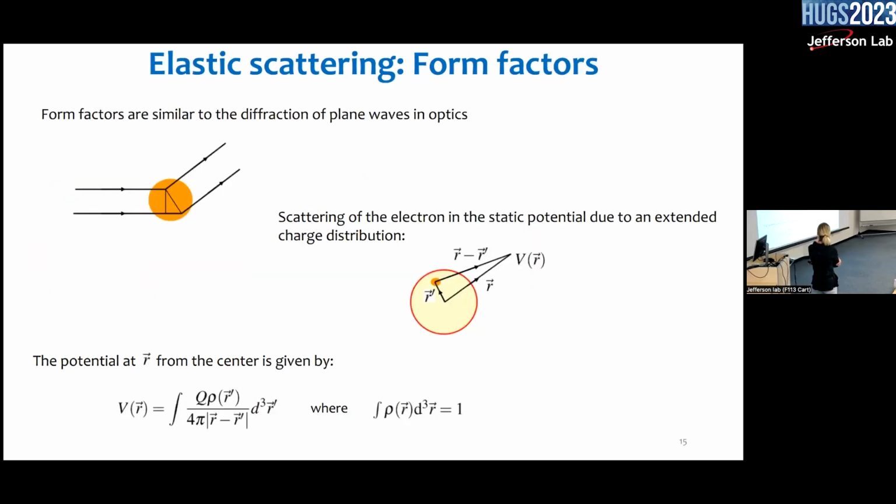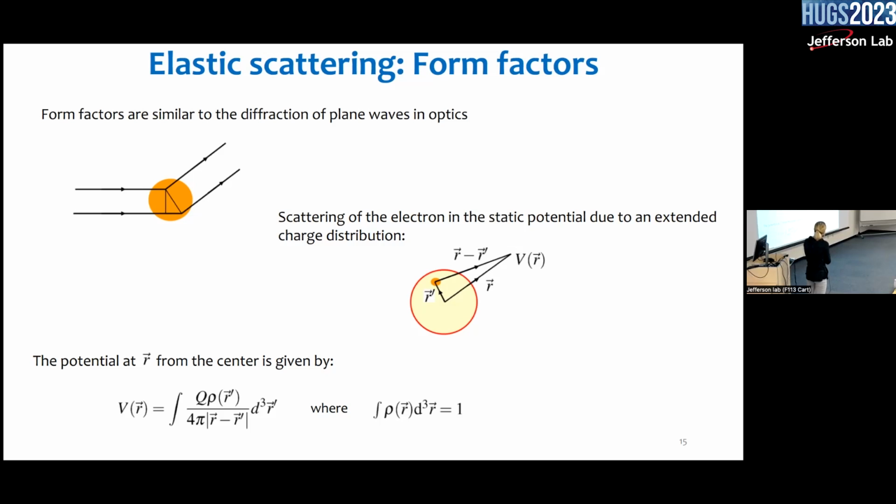Okay, so form factors are similar to the diffraction of plane waves in optics, which is something that we all learn as we're becoming physicists, right? So we can rewrite basically the scattering of the electron in a static potential due to an extended charge distribution, like as shown here, right?